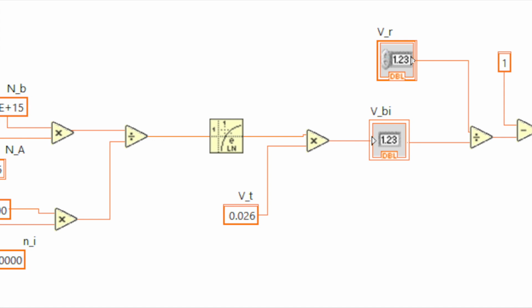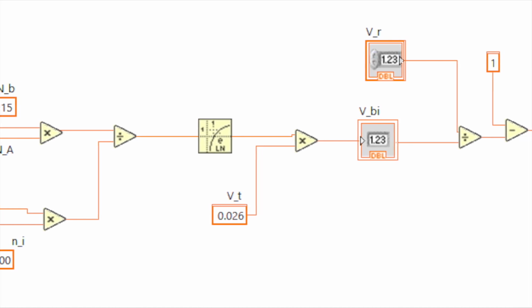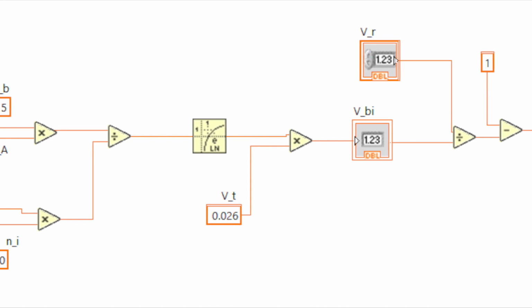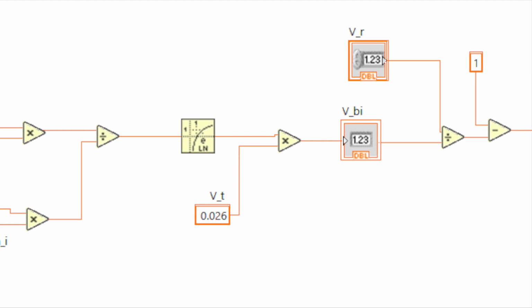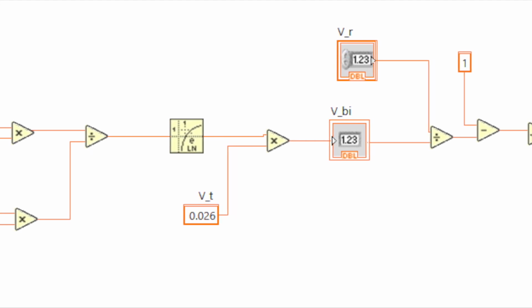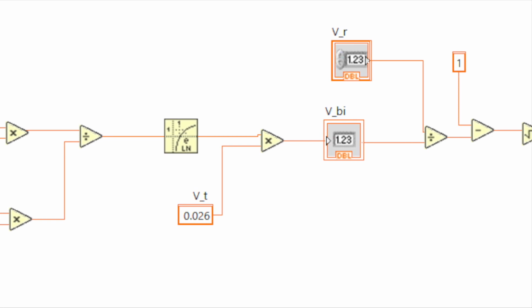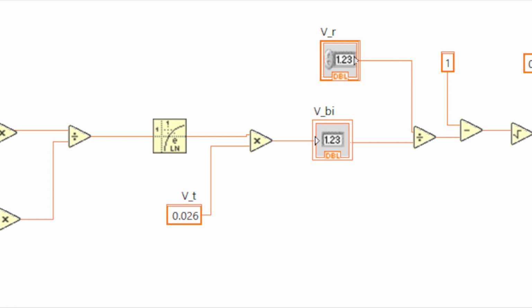Then I took the outputs of those multiplication operators and put those outputs into the inputs of a division operator, and then the output of that went into that graph that you see right there. It's a natural log.